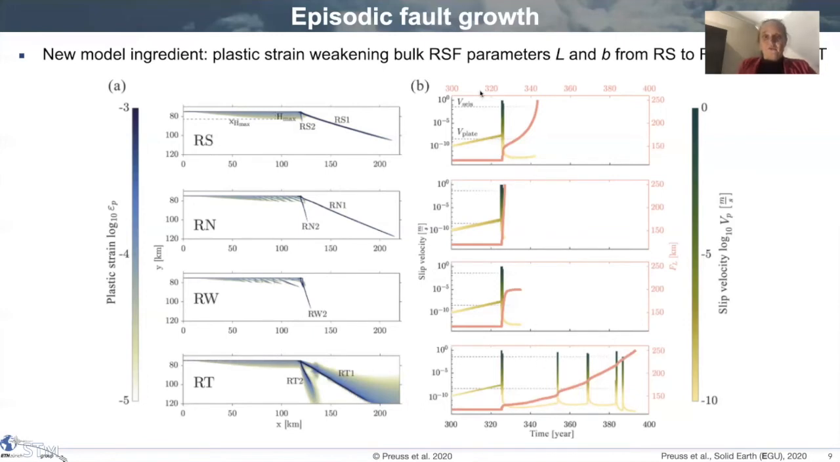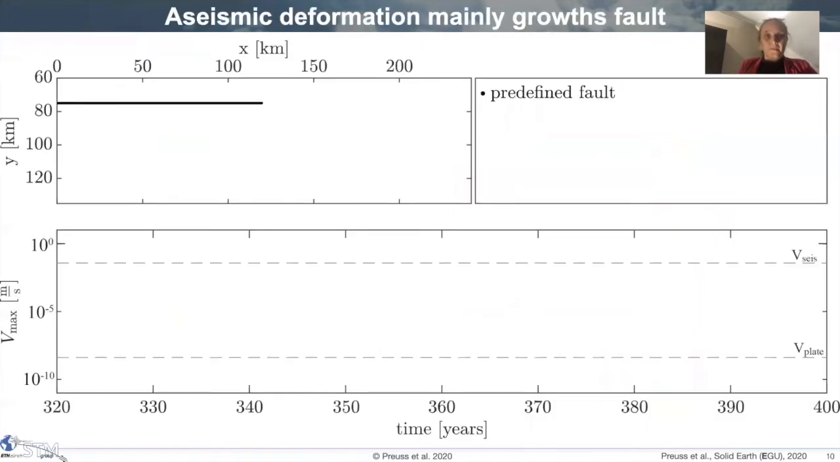So that we do through strain weakening of the bulk parameters L and B, though this could be A as well. And we have some laboratory evidence for this as well. So if we look at that model in detail, we have our predefined fault here. Through time, in the first event, we have during the aseismic deformation mainly the off-fault fan that is formed.